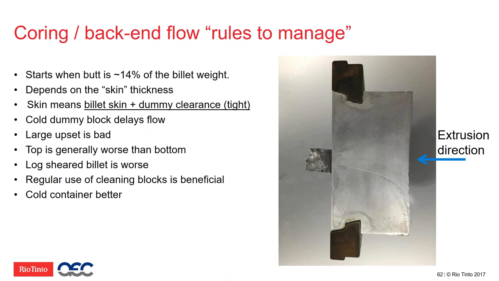Cold dummy block, always better to delay that coring, so to basically have the billet skin stick to the dummy block rather than just being loose. Okay. What else? I mentioned the same thing on the temperature aspect. The temperature of the container, highly recommended: the container should be about 50 to 70 degrees Fahrenheit cooler than the billet. Okay, so container cooler than the billet. Same thing, that will allow the aluminum skin to stick on the container and simply control its flow through the extrusion.